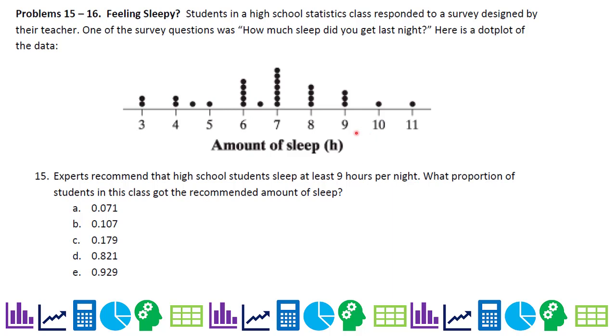So at least 9 hours would be this group right here, which is 5 data points. I just went and counted 1, 2, 3, 4, 5, 6, and so on. There are 28 total data points, 5 of which got at least 9 hours. So all I do is divide the 5 by 28, and I get 0.179, and that is the proportion.